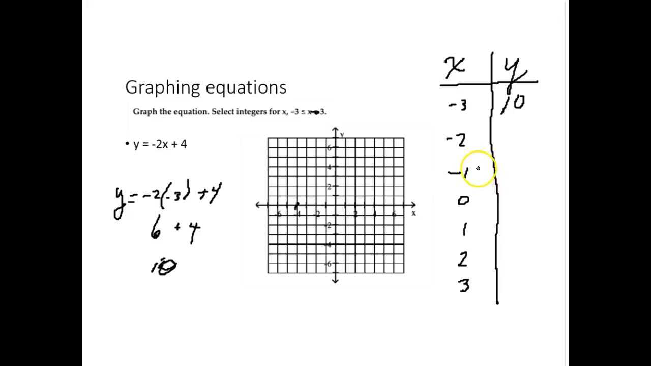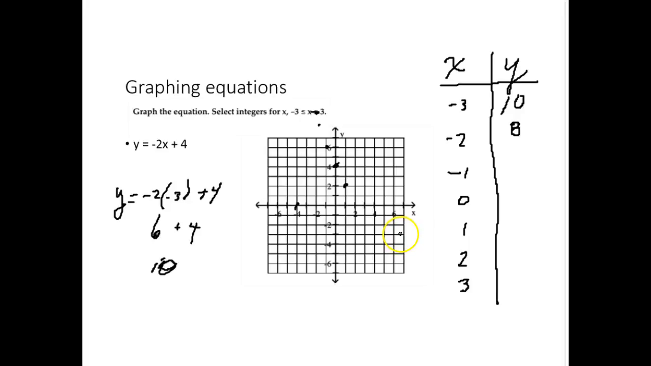Negative 2. Negative 2 times negative 2 is positive 4, makes it an 8. So at negative 2, I have a positive 8. This is going to be about right there. At negative 1, negative 1 times negative 2 is positive 2. 2 plus 4 is 6. So I'm going to have a point right there. 0 times negative 2 is 0, plus 4 is 4, so there is another point. 1 times negative 2 is negative 2, plus 4 is a positive 2, so I have a point right there.